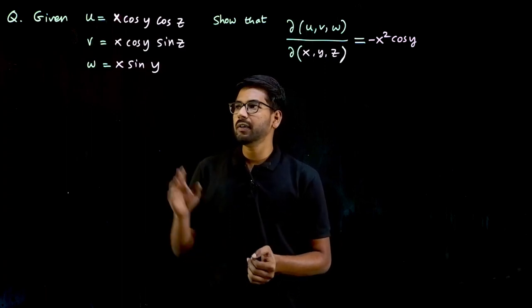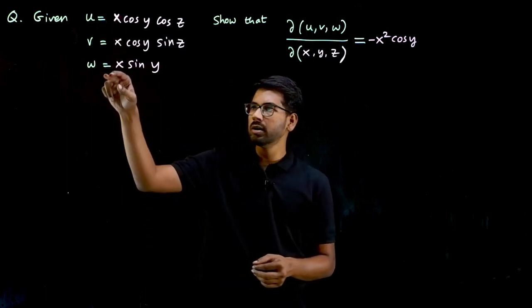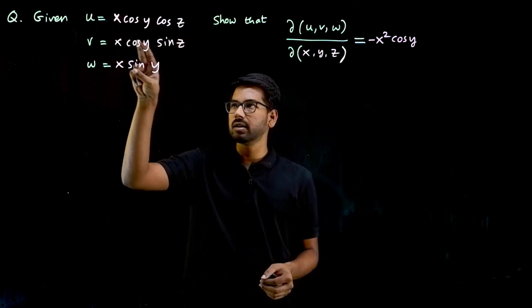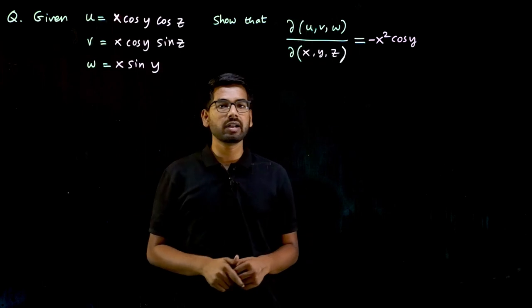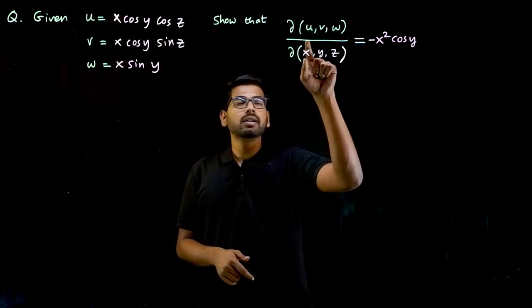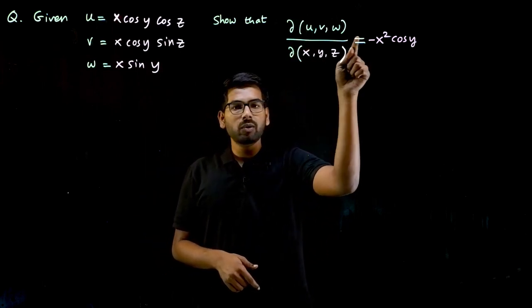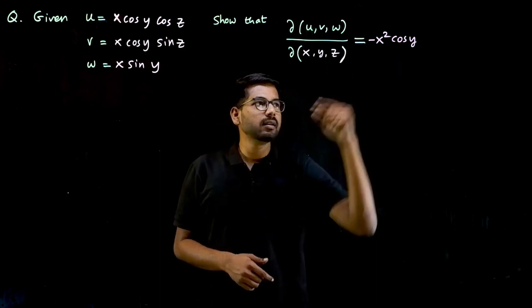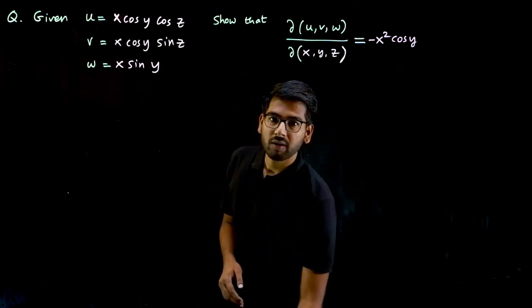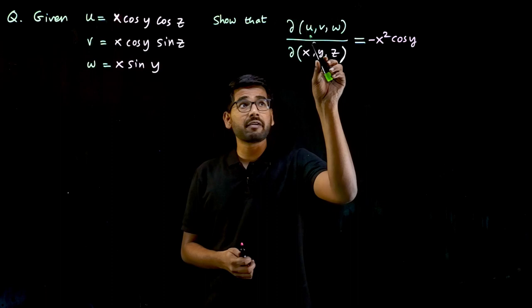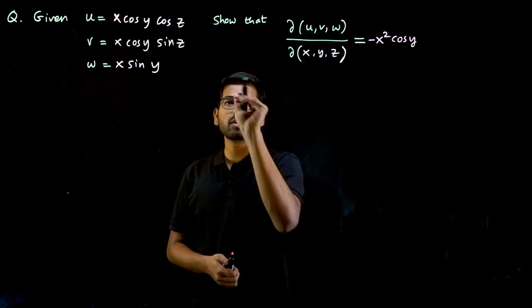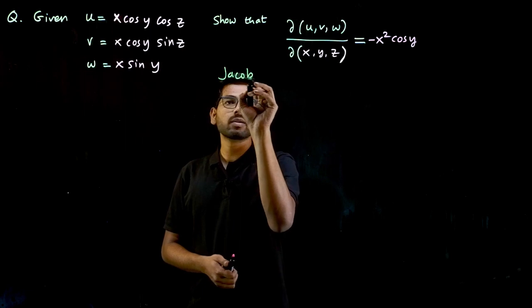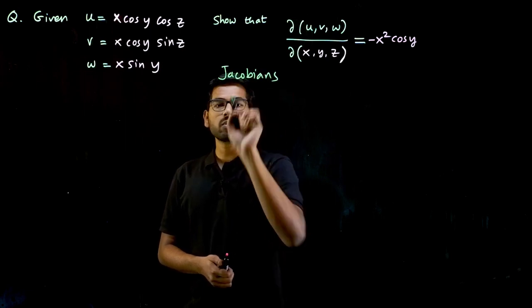So the question is: given u, v, w are functions of three variables x, y, z. x, y, z are independent variables and u, v, w are functions of these three variables. We need to show that the differentiation of u, v, w with respect to x, y, z is minus x square cos y. So this type of differentiation of functions of three variables with respect to three independent variables is called a Jacobian. Okay, so very straightforward question.